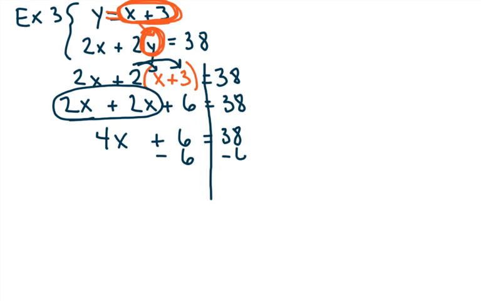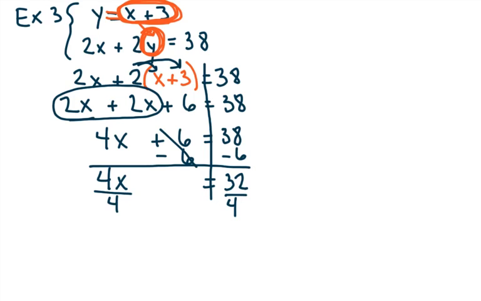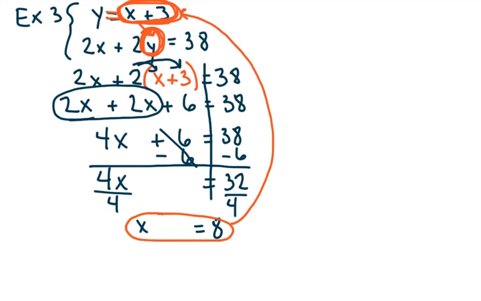Subtract 6 from each side. 4x drops down, the 6's cancel, equals 32. Divide both sides by 4, and we get x equals 8. So that was steps 1 and 2 where I substitute and solve for the variable x. Step 3 is to take our answer for x and plug it in to one of the original equations. So let's go ahead and do that.